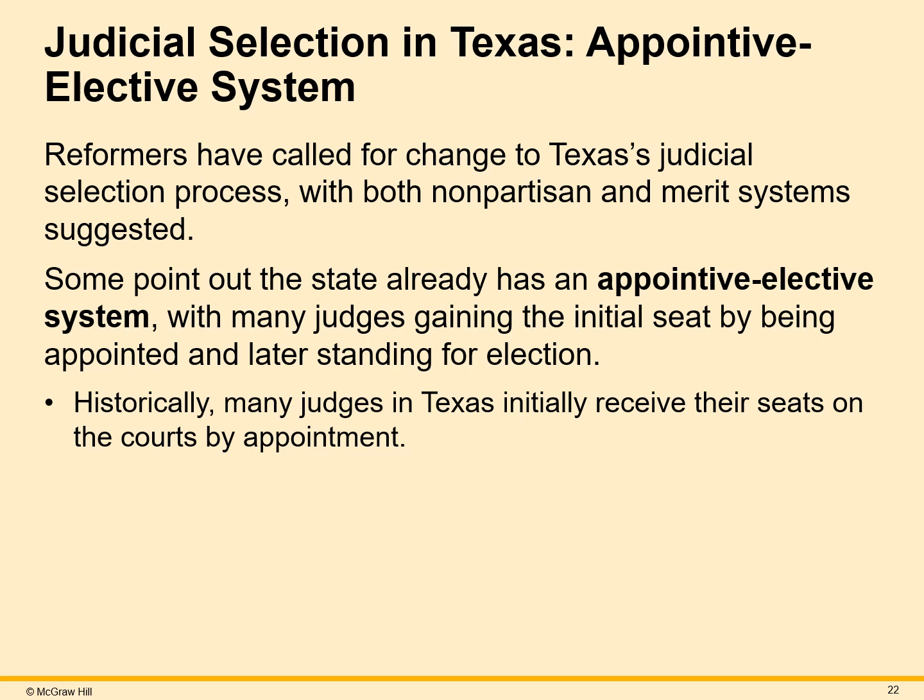The appointive-elective system. Reformers have called for change to Texas's judicial selection process, with both partisan and merit systems suggested. Some point out that the state already has an appointive-elective system, with many judges gaining the initial seat by being appointed and then later standing for election. Historically, many judges in Texas initially receive their seats on court appointments.